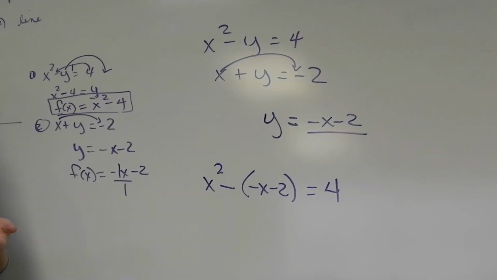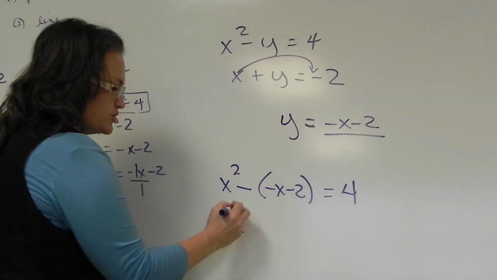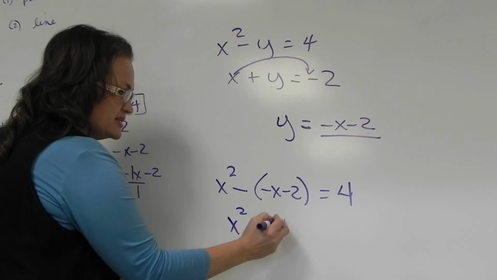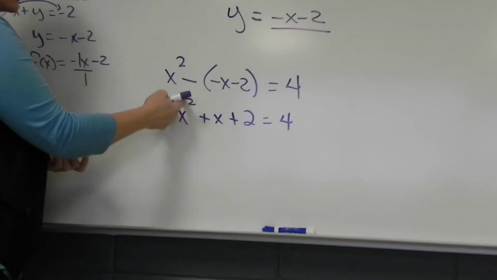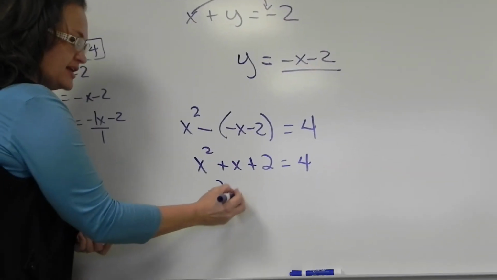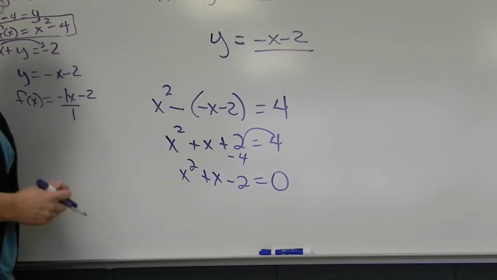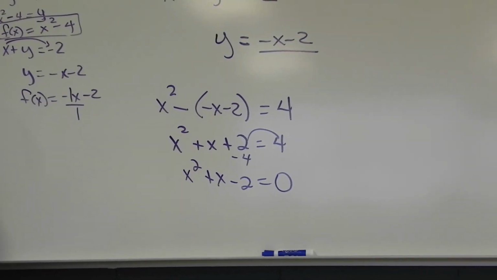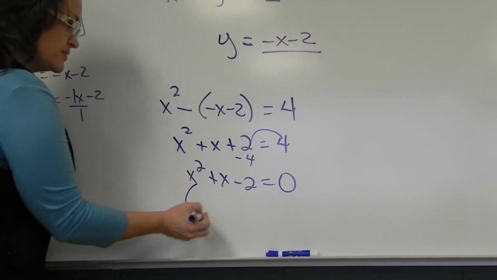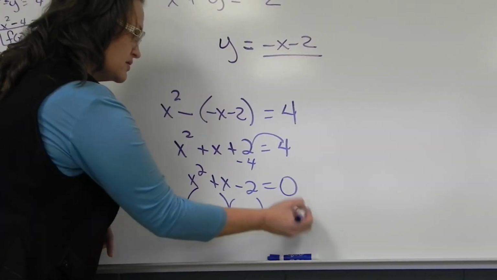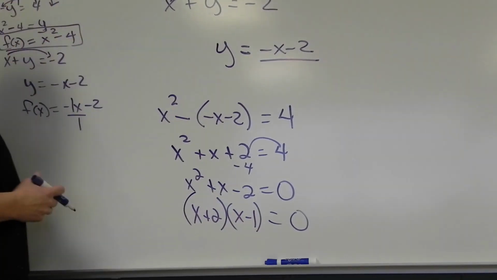And that gets it into just terms of the same variable, so it's solvable. Distribute that negative sign, and that makes it plus x and plus 2. Now I can see it is a quadratic, so I put quadratics in standard form. Once you get your quadratic in standard form, you can either use the quadratic formula or factoring. This factors into x plus 2, x minus 1.